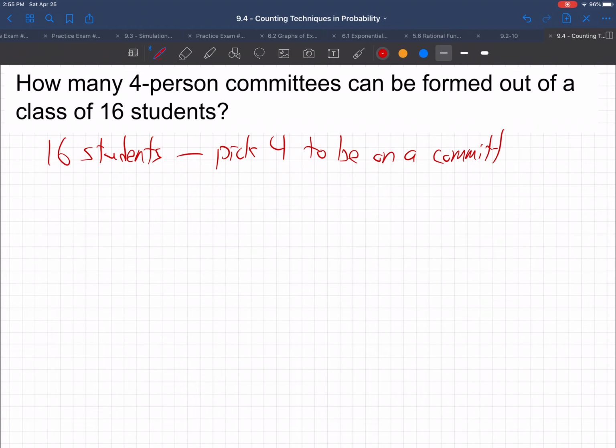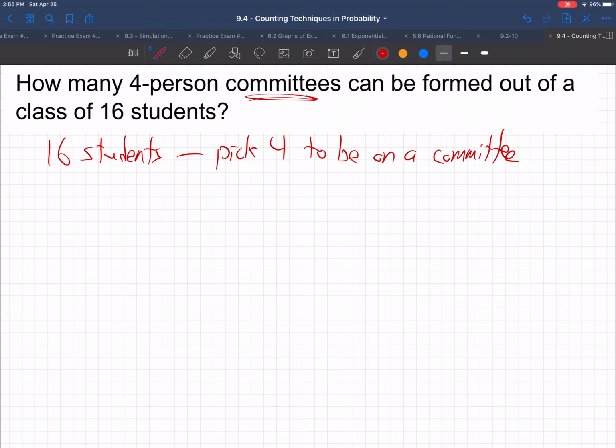Maybe they're some kind of academic committee. So 16 students, and we're going to pick 4 to be on an academic committee. How many different ways are there to do that? How many different committees can be chosen?